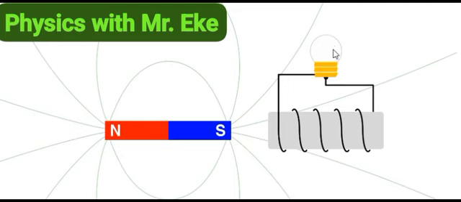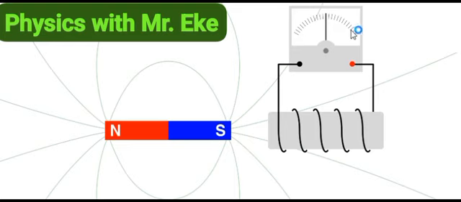And here is the bulb, which will easily show us anytime there is an induced EMF in that solenoid. And we also have the galvanometer, which we can use to detect the direction of the induced current. So let's start and see what happens when this magnet moves in and out of the solenoid.